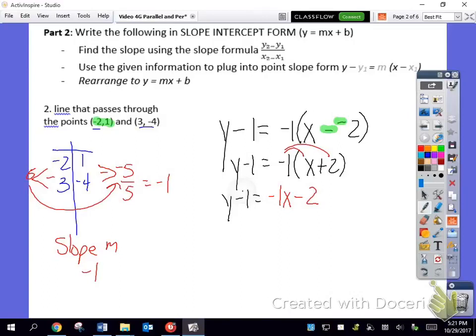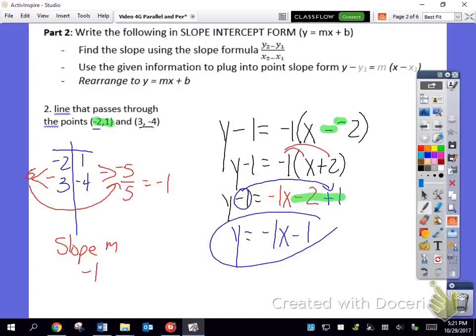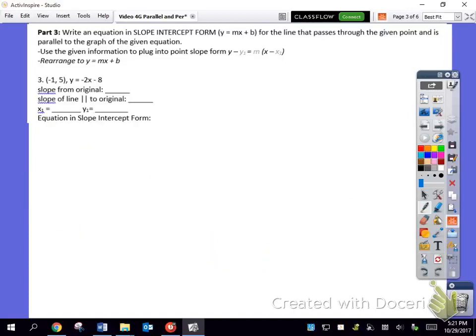And then move negative 1 to the other side, and so negative 1 becomes a plus 1. So y equals negative 1x, and negative 2 plus 1 is a negative 1. So y equals negative x minus 1. Part 3.